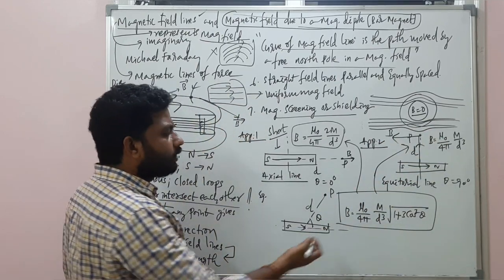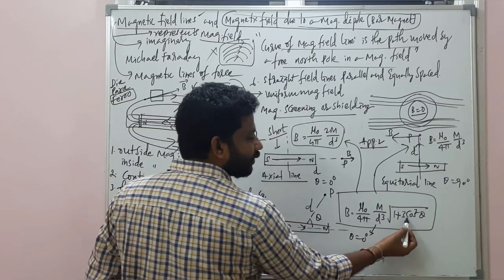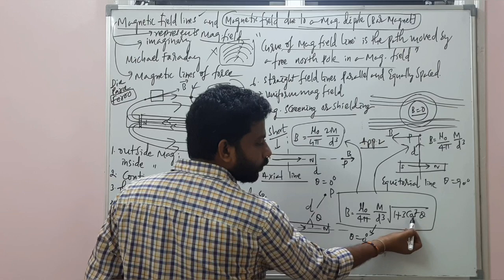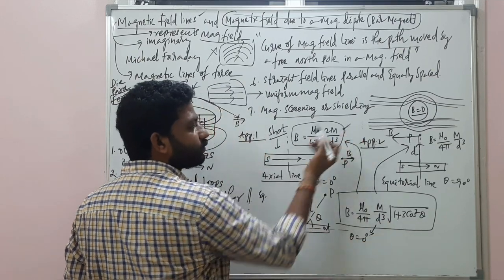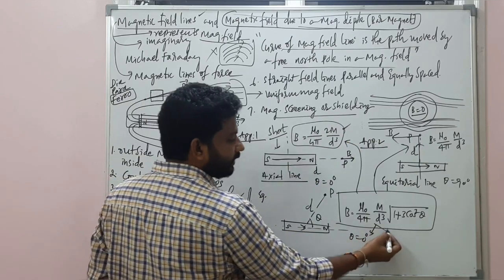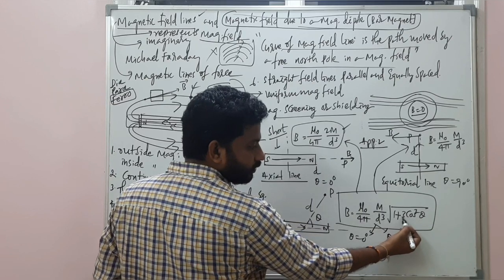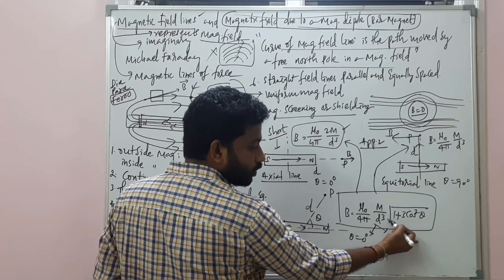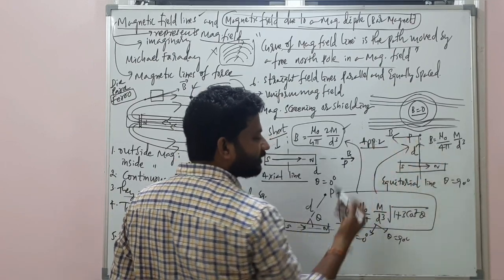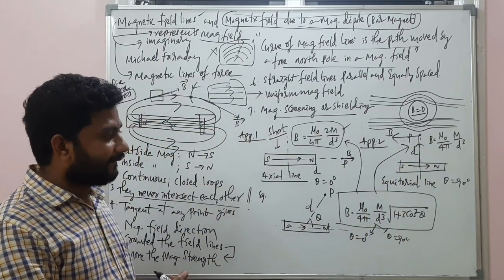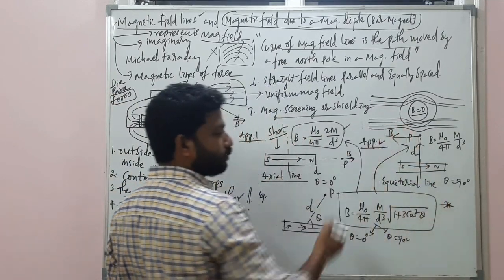How? Here you substitute theta as 0. Cos 0 will be 1, so 3 into 1 is 3, plus 1 is 4, root 4 will be 2. Understand? So you get 2m by d cube. Now substitute theta as 90. Cos 90 will be how much? 0. 0 into 3 is 0, plus 1 is 1, and root 1 is 1. So as it is, mu naught by 4 pi into m by d cube for the equatorial line. Understand? This is a basic formula you should keep in your mind.